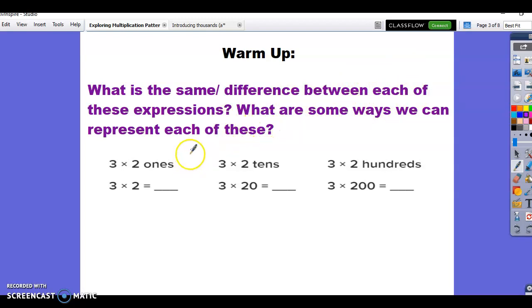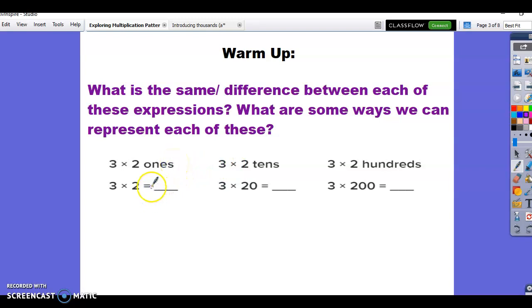So we have these equations. I see 3 times 2 and ones, then those same numbers, 3 times 2 and tens, and then 3 times 2 and hundreds. What do I see that's the same? I see the same basic numbers, 3 times 2, 3 times 2, and 3 times 2. But then I see different words after each.